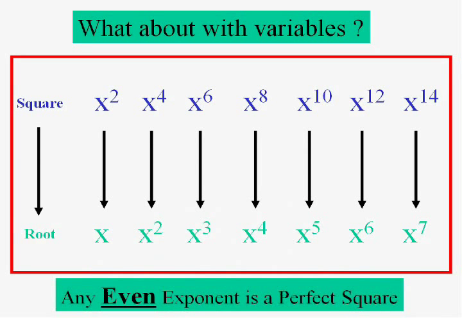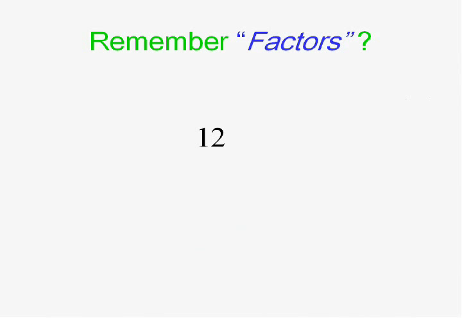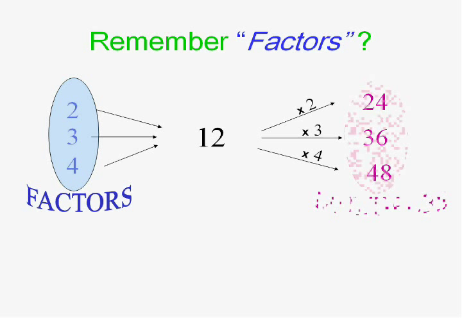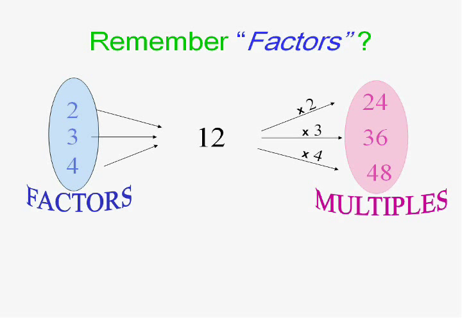One other thing. Remember what I mean when I say factors. Factors are numbers that go into another number evenly. These are some of the factors of 12. Okay? Don't mix that up with multiples of a number. These are the multiples of 12. So we're going to be talking about factors also.